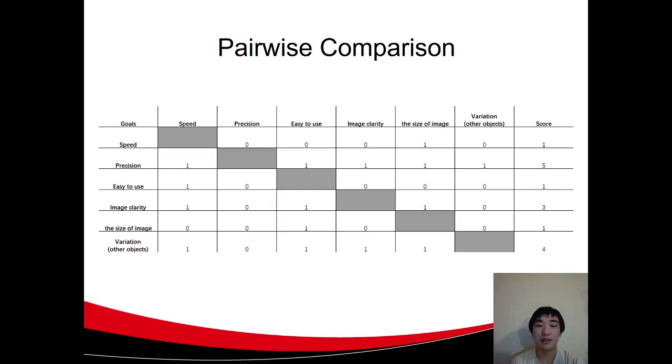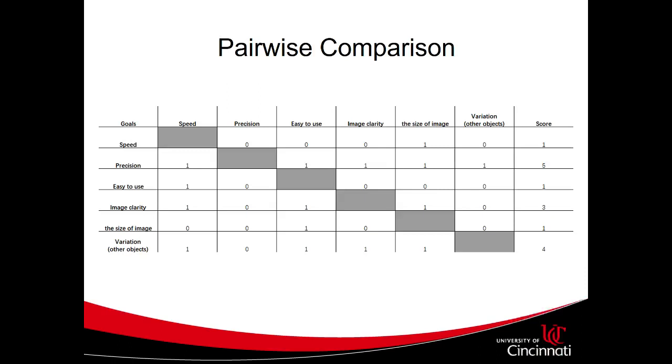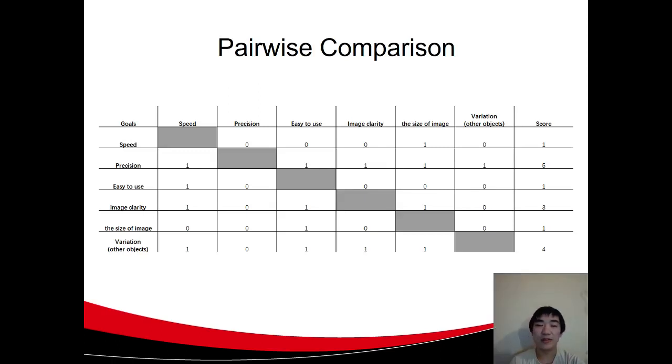But the speed, the ease of use, and the size of the image are not as important as the three elements above, because the computer's speed is very fast, so we should not worry about the speed. As for ease of use, we can just input one picture and get one output. So the usage instruction is very easy, and it's already very easy to do. So we should not worry about how to use the program.